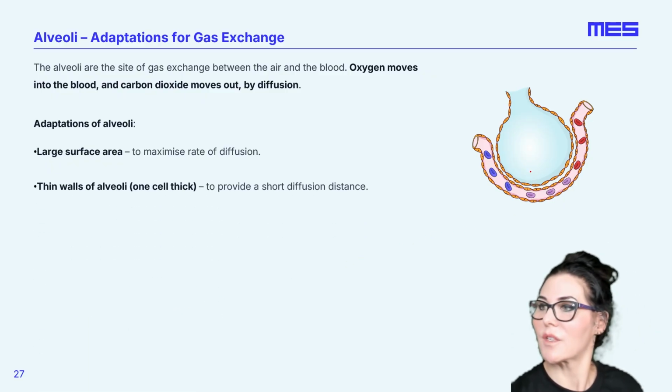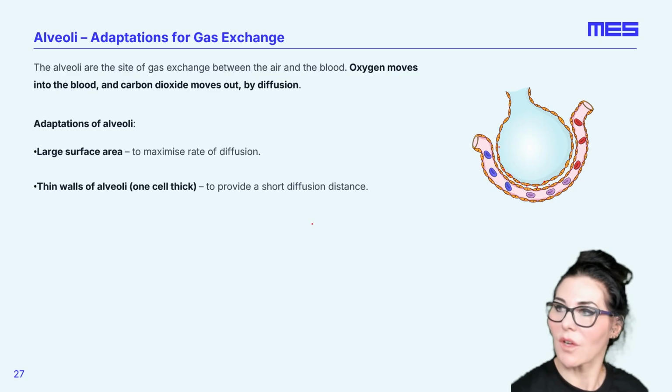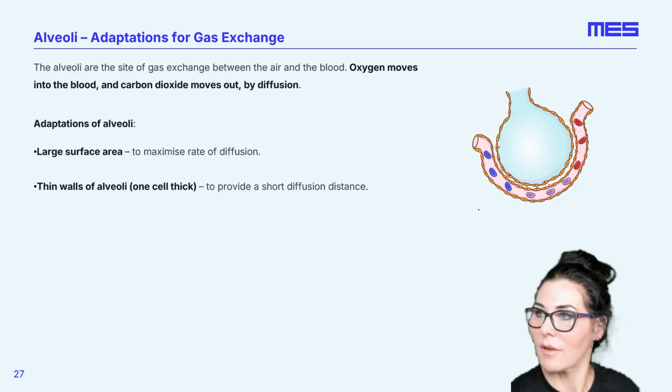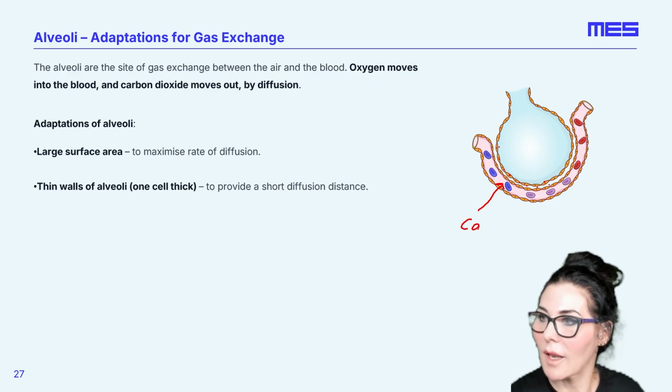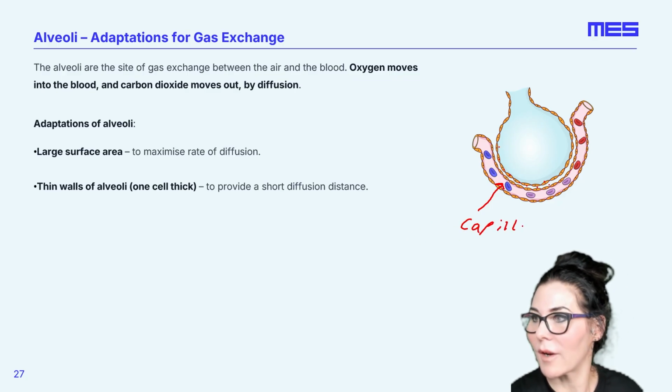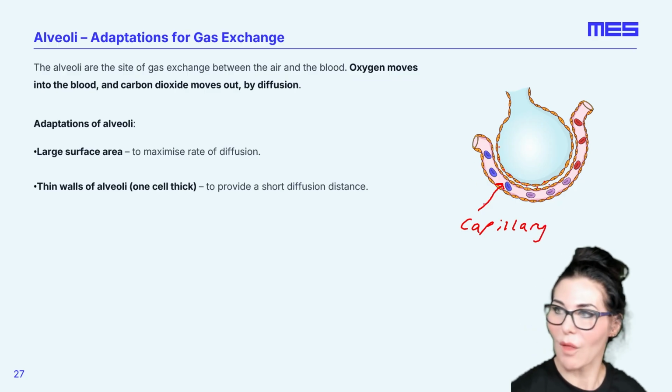Now, each alveolus, if you look at the diagram here, the lining of it is one cell thick. So there's only one cell that lines each alveolus. Now, the capillary, which is this tube around the alveolus, that's the blood vessel. I'm going to label that in, that's a capillary blood vessel. The capillary is also only one cell thick.